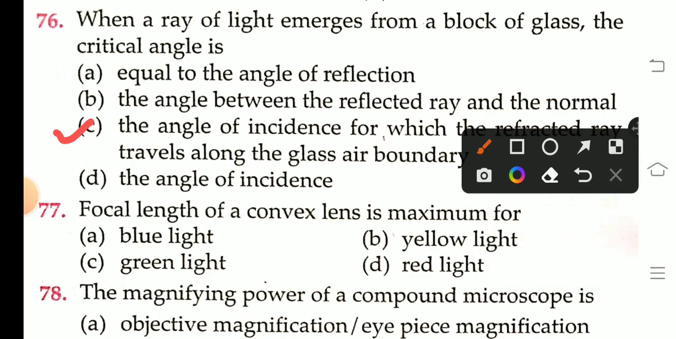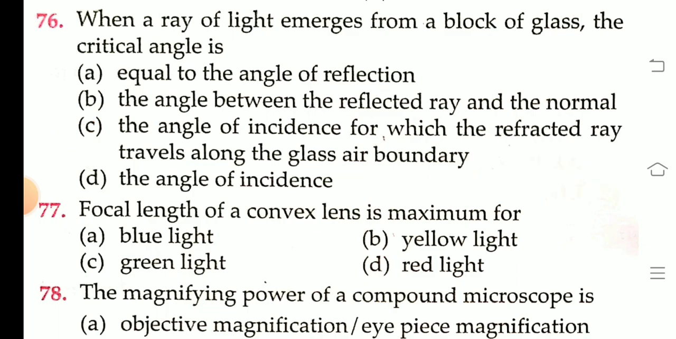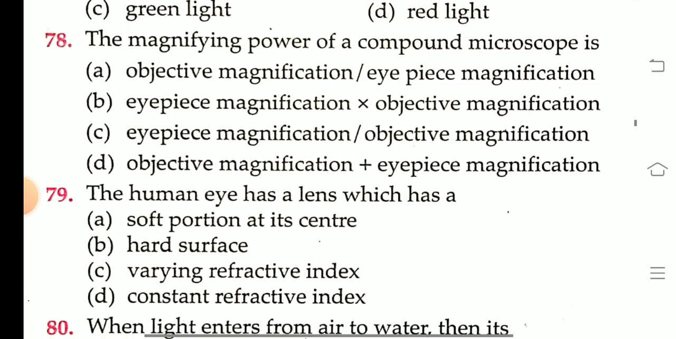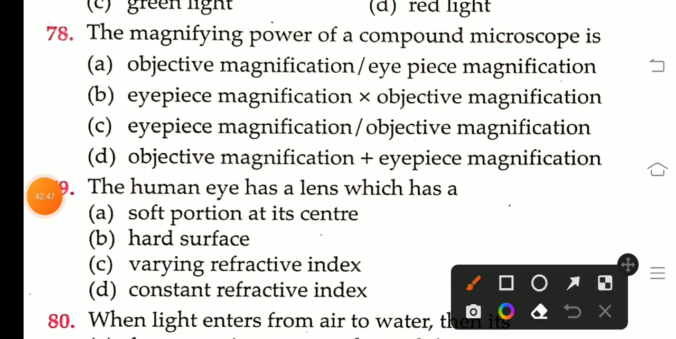Next, focal length of a convex lens is maximum for, right answer will be option D, red light. Next, the magnifying power of a compound microscope is, right answer will be option B, eyepiece magnification into objective magnification.